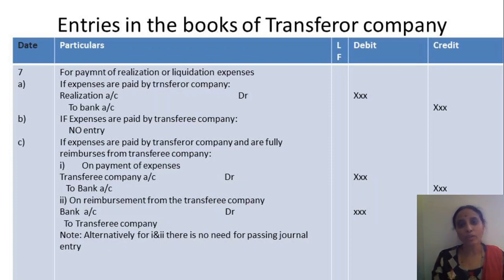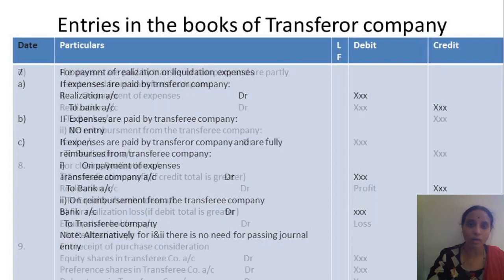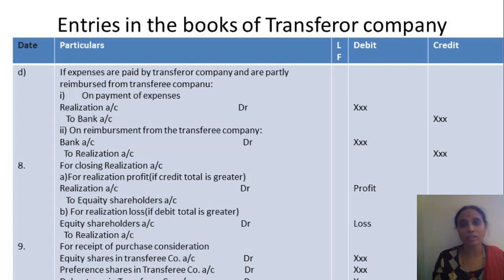So alternatively, in cases 1 and 2 there is no need of passing journal entries, but these are the entries to be passed in case of the third case, C case, if expenses are paid by transferor company and fully reimbursed from the transferring company. So in the 7th, what did we see? Realization expenses. In A case, 7A, expenses paid by the transferor company: realization account debtor to bank account. If the expenses are paid by the transferring company, no entry should be passed. So in C case, if it is paid by transferor company and reimbursed by the transferring company, then 2 entries should be passed and it has a null effect; need not pass both entries if it is fully reimbursed. Okay. Then in case it is not fully reimbursed, the D case is there.